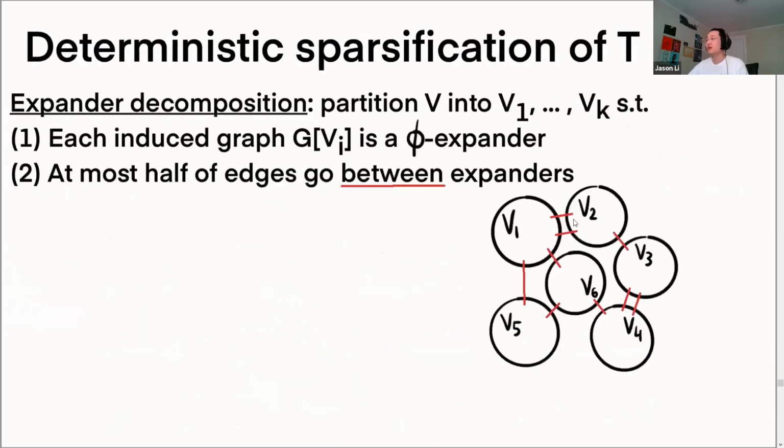So what if the graph is not an expander? Then our idea is to compute an expander decomposition of the graph, which we'll now define more formally. We partition the vertex set into V1 all the way to Vk, where k is arbitrary, such that the induced graph on each part is an expander, and moreover at most half of the edges go between parts. Half is arbitrary. We just want the size to essentially go down by a constant factor each time.